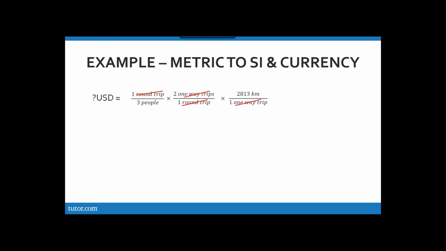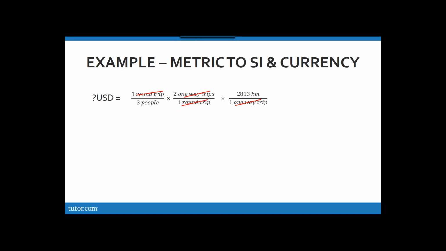And now we know that 3 people are taking a trip that will consist of 2,813 kilometers one way. And notice we have the 2 remaining in the numerator to show the round trip. So one-way trips are no longer a concern. We're going to get back home. That's not a problem. I think Susan brought this up earlier.